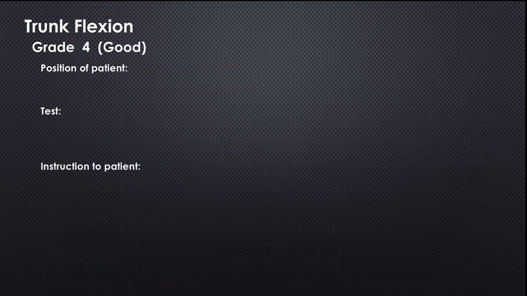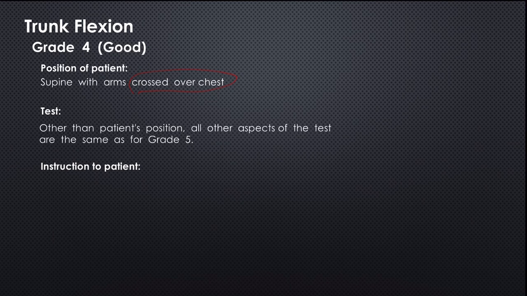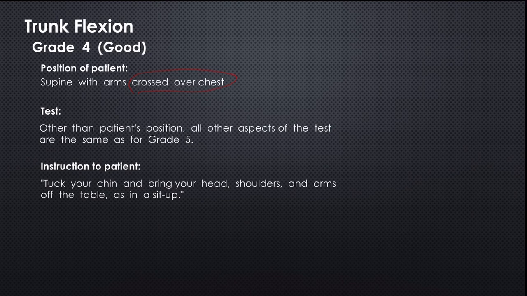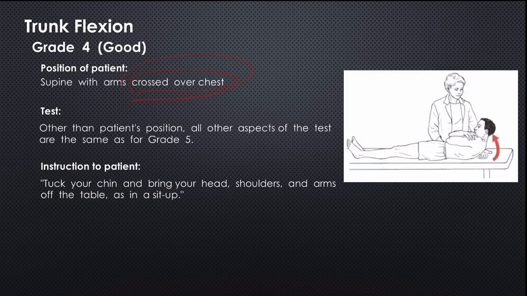For trunk flexion grade 4, patient position: supine with arms crossed over the chest. As you can see here, from the position of clasping behind the head, we now move the arms crossed over the chest. Other than the patient's position, all aspects of the test are the same as for grade 5. So same instruction with your patient, only that the arms are crossed over the chest. This is the picture of it. Still, the scapula should be clearing the floor or the mat or the table. Okay, so that's for grade 4.